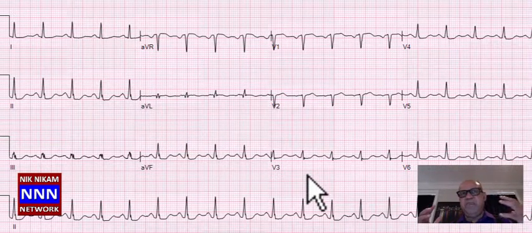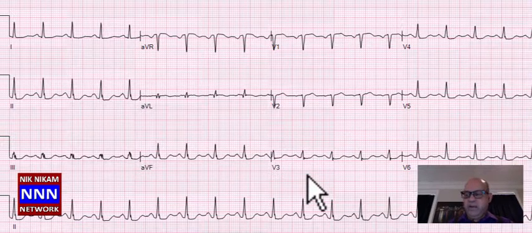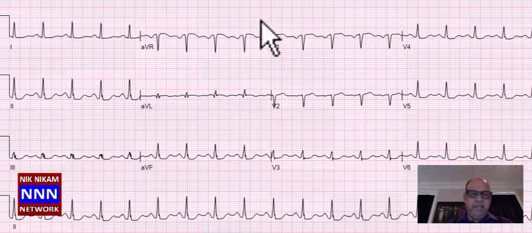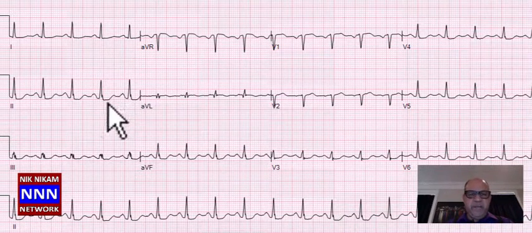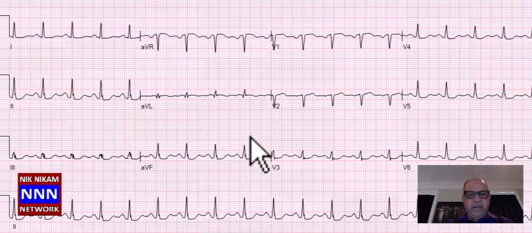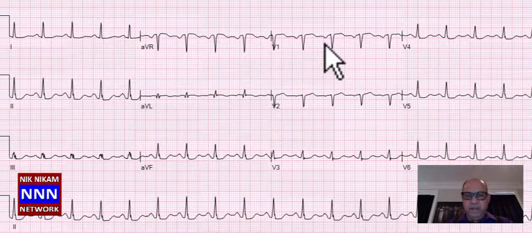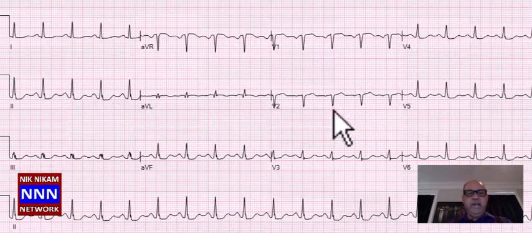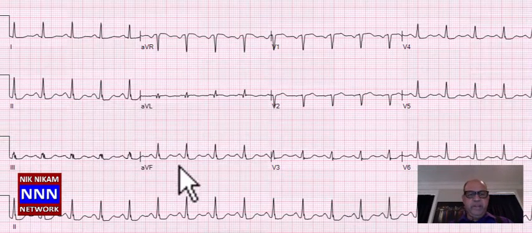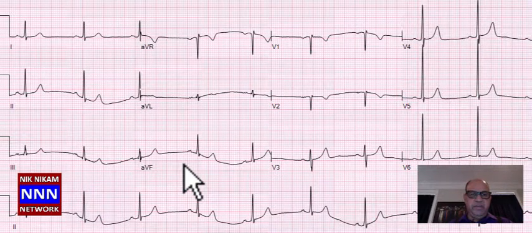That's how you immediately jump to the conclusion, and you do that by practice, by paying attention to all of the minute details that make up the 12-lead electrocardiogram. Again, going back, this is sinus rhythm with left atrial enlargement, old anteroseptal myocardial infarction, and subendocardial ischemia in the inferolateral chest leads.